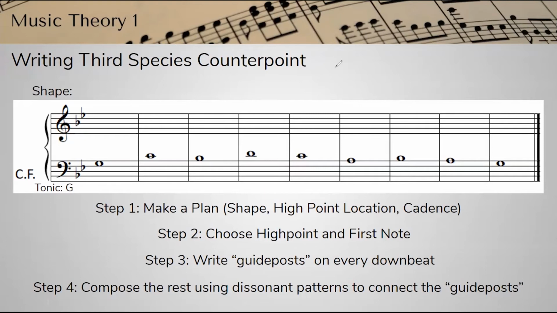So planning the shape, the high point location, and the cadence. And so we can go ahead and write the cadence like we normally do. And since this is G minor, this has to end on F sharp, which then has to resolve to G. So our last note's going to be a G. And I'll write in all my intervals. Hopefully this won't get too crowded. We'll have a sixth and then an octave.